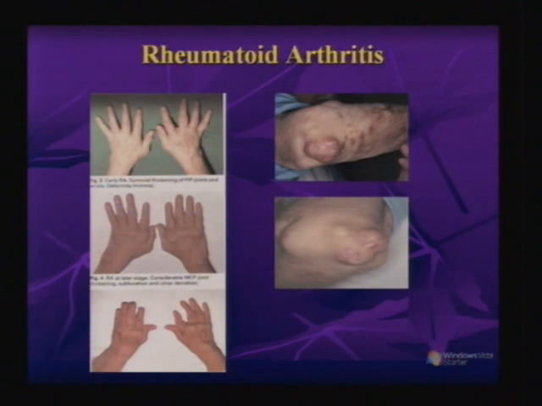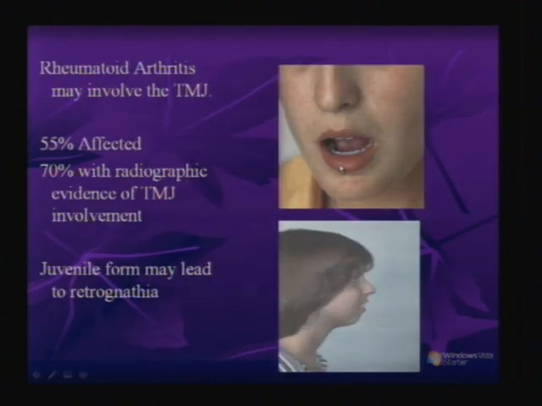Now, again here are diagrams showing the changes in the small joints of the hands and the rheumatoid nodules that is seen here. You can see very clearly. And similarly, unlike in systemic sclerosis where I said the TMJ joint is not involved, in rheumatoid arthritis the TMJ joint could be involved, leading to difficulty in opening of the mouth. 55% of TMJ joints are affected, 70% with radiologic evidence of TMJ involvement, and the juvenile form may also lead to retrognathia.